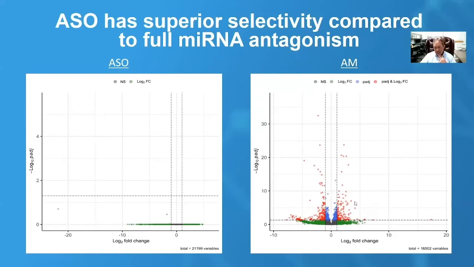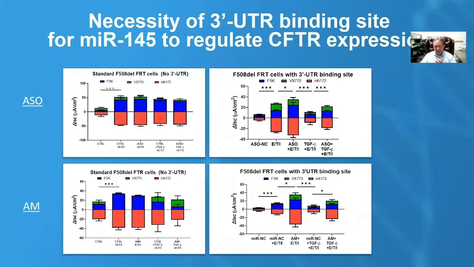In contrast, with miR-145 antagonism, RNA-seq identifies about 400 transcripts that are perturbed above that threshold by the antagonist. So the ASO approach is as selective as we had anticipated. Another question is, is it enough to block just the 3' UTR binding site?